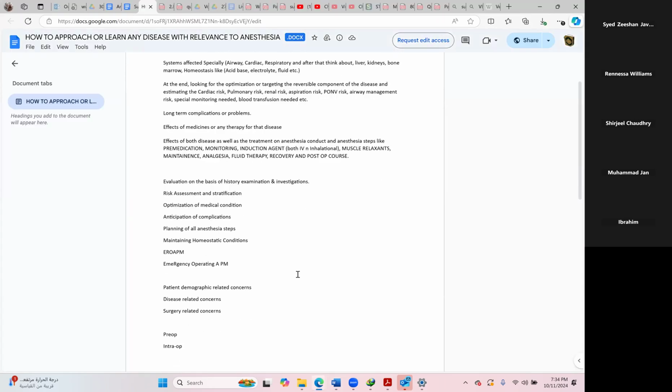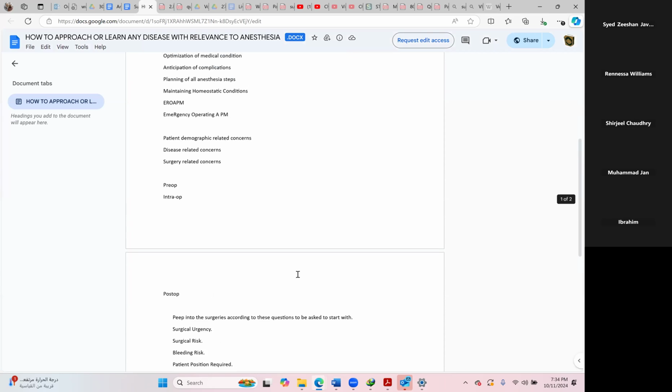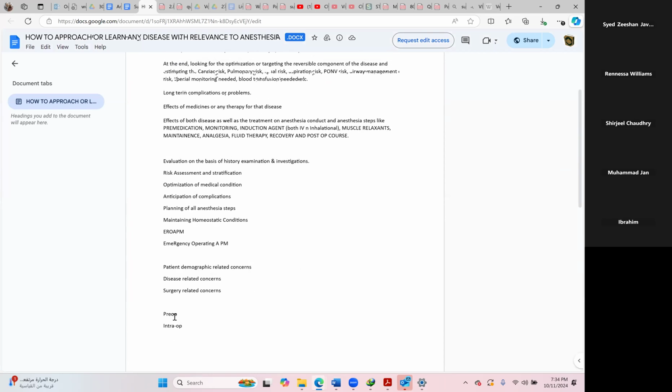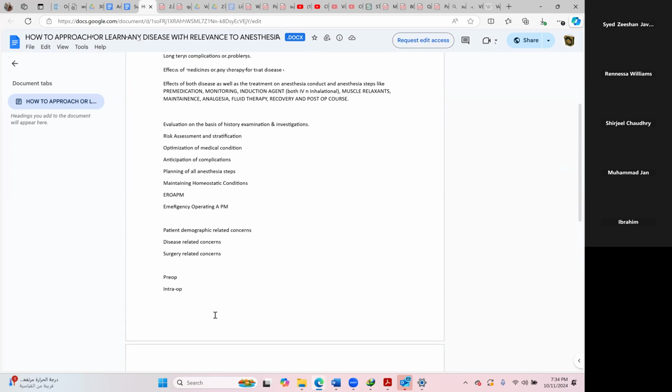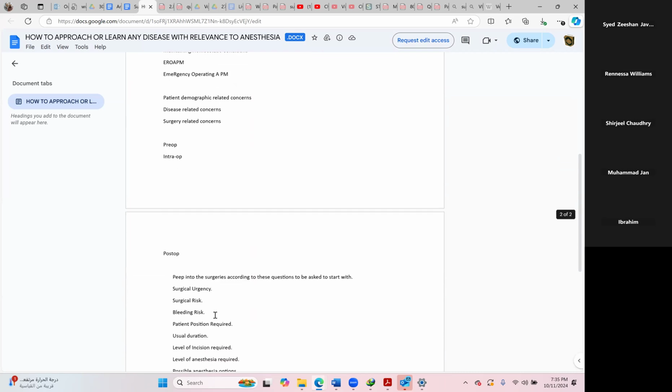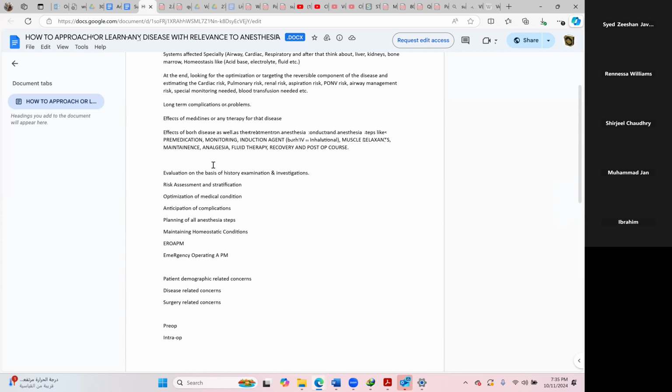And what you should be looking at is how you will be doing something related to preoperative, intraoperative, and postoperative care. Okay, and you will be assessing each and every step of anesthesia, like pre-medication, monitoring, induction, muscle relaxant, maintenance, analgesia, fluid therapy, recovery, and post-op course, with all the groups, not only this pregnant patient. This is just a practice that you will be looking at. I'm just giving you an example. We will go a little bit in detail, but my target for this discussion is that you should have an approach like that.